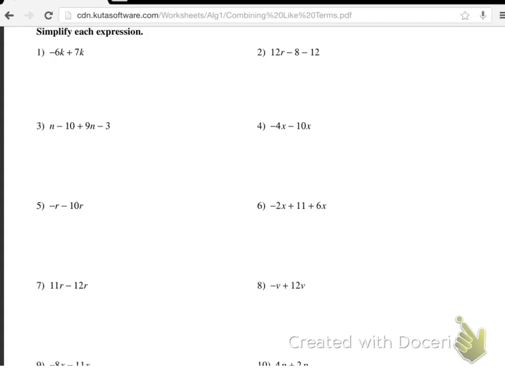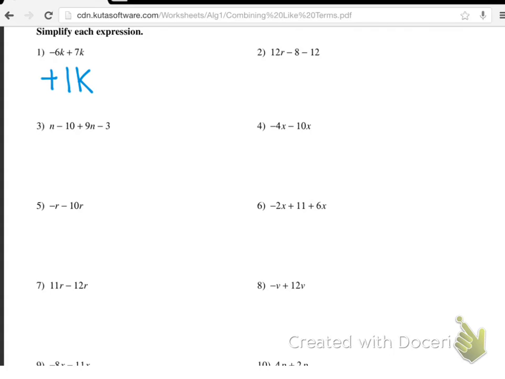Let's take a look at number 1. Now, they just have variables. There are no constants. That's negative 6k plus 7k minus 2. So we're just going to combine like terms, the k's. We have a negative 6k and a positive 7k. Different sign, find the difference. That's a 1. Sign of the higher number, positive k.